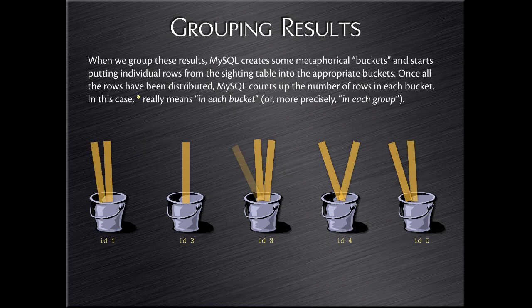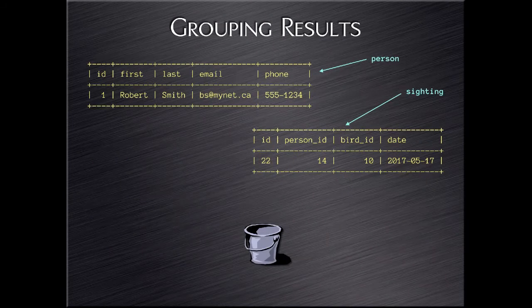Whatever. So as MySQL goes through the entire table, it takes every row individually and puts it into the proper bucket. Now, once all of those rows have been distributed, MySQL goes back and does its count of star. But in this case, the star really now means every bucket or every group. So obviously you can get 3, 1, 4, 2, 3, whatever. So it's this idea of putting things into buckets and then counting the buckets that is the most important part.